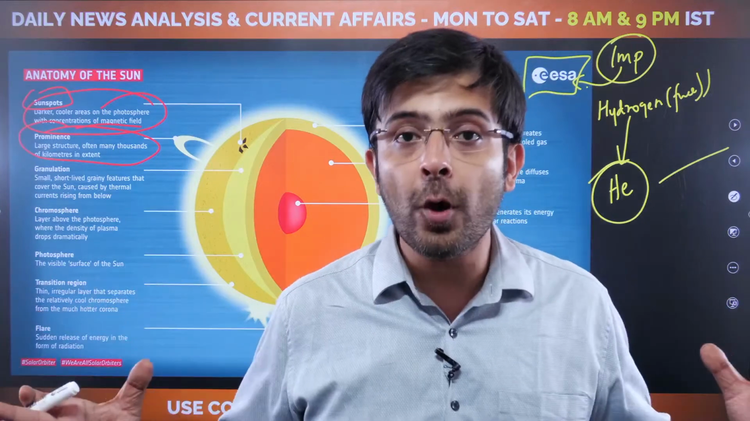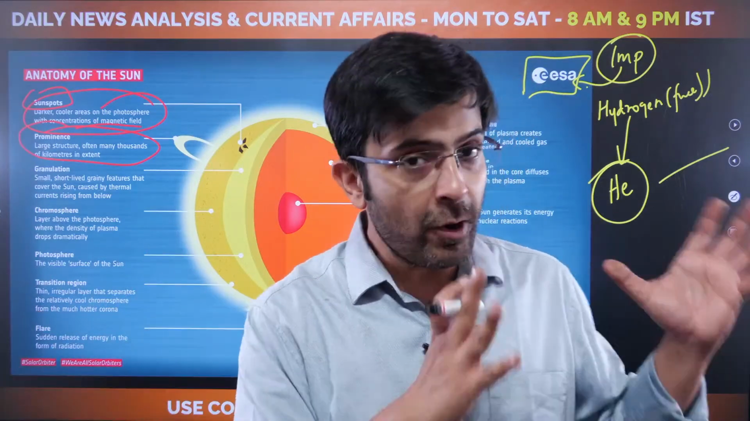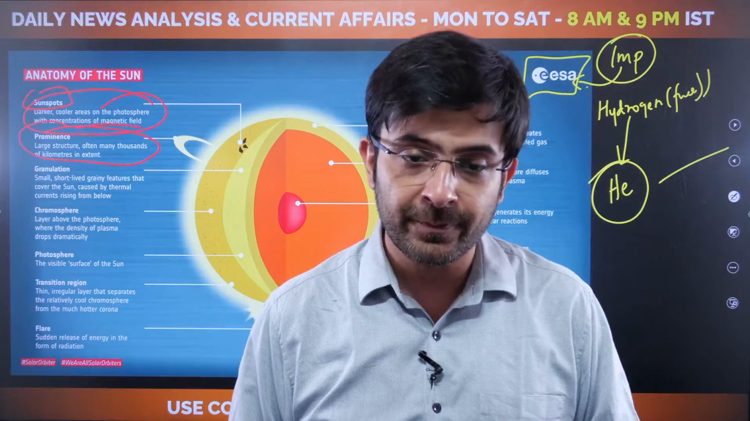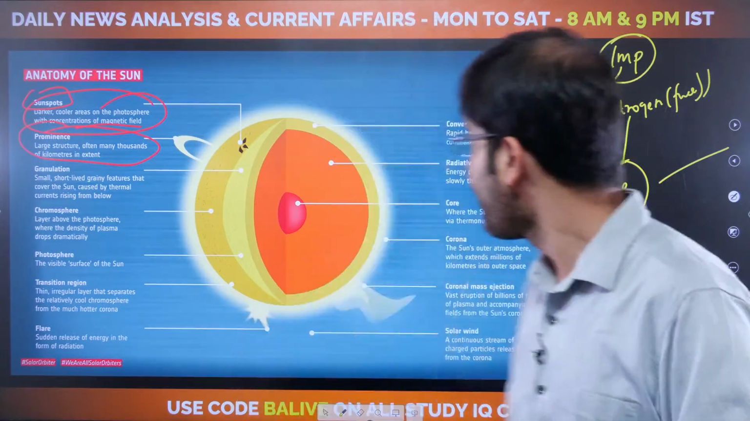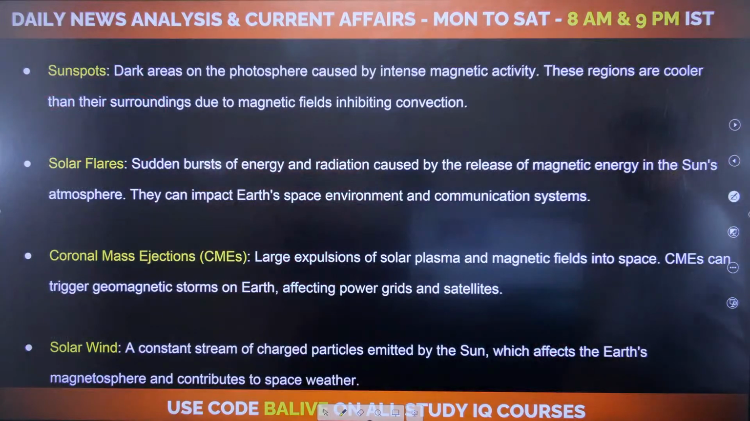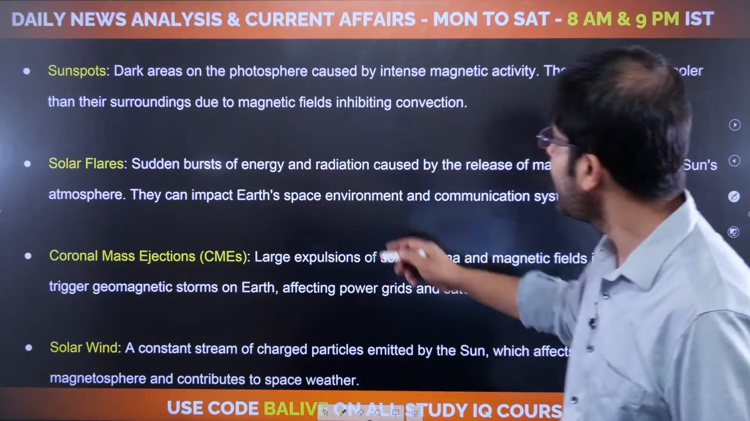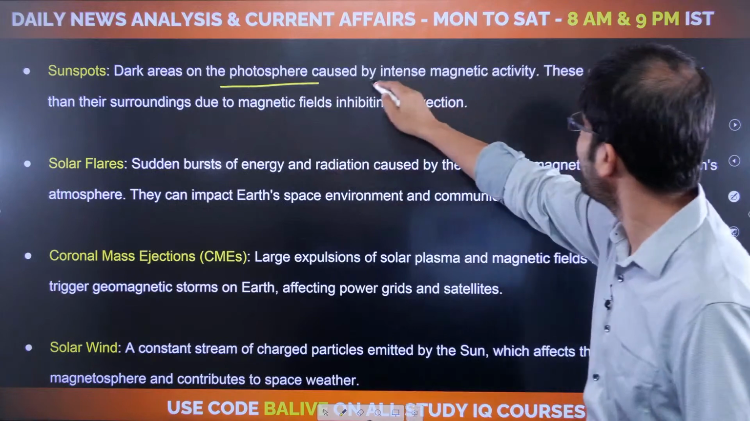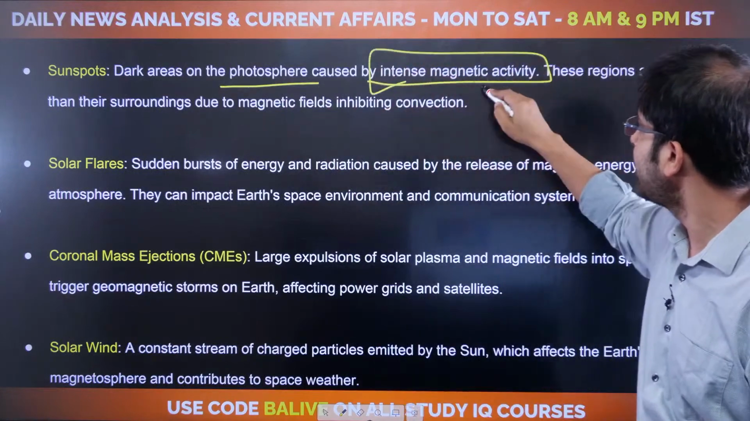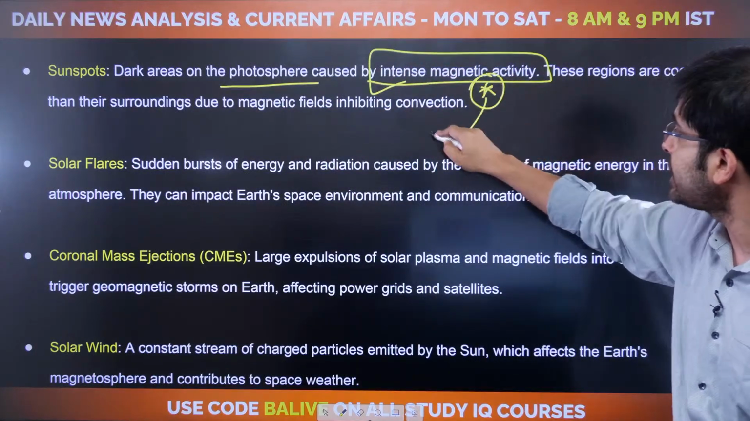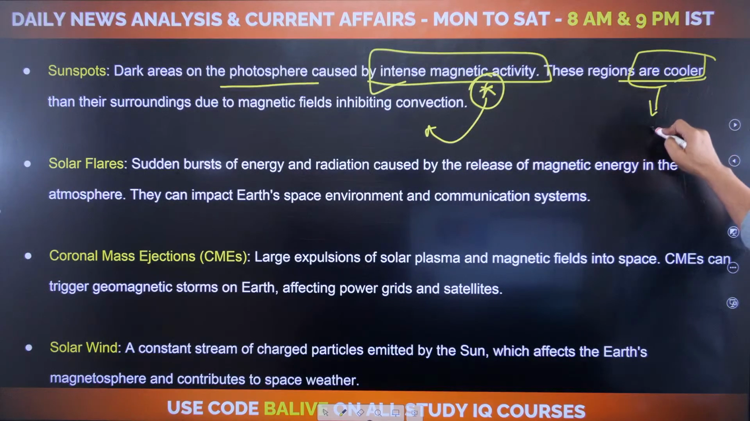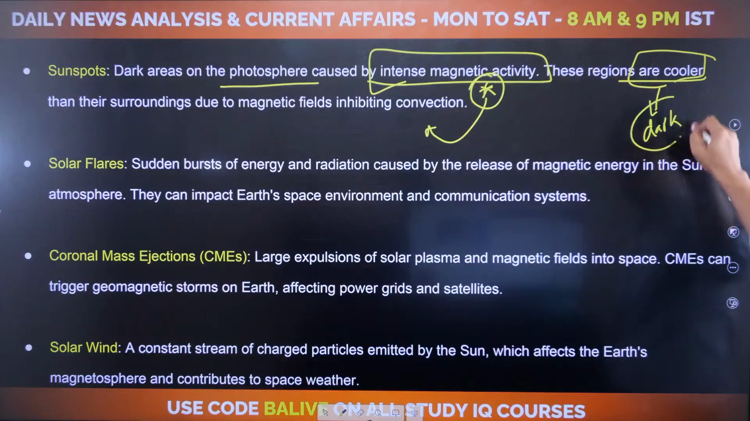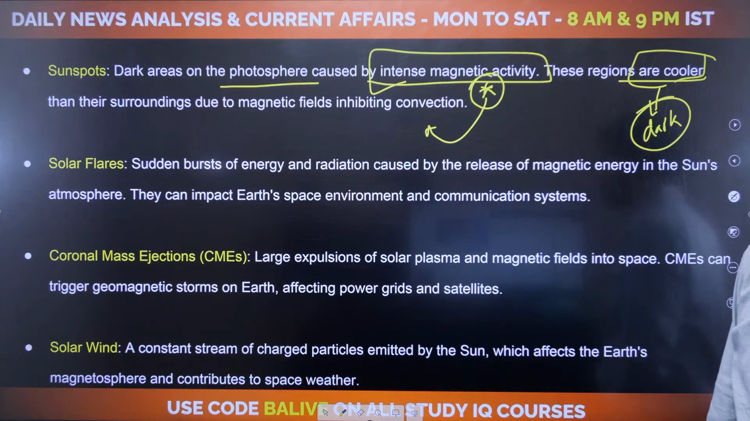You know, the whole ball of fire that we consider is because of these violent reactions that are taking place. Is that clear? Nuclear fusion reactions. Clear? Okay. So now let's look at sunspots. Dark areas on the photosphere caused by intense magnetic activity. You will remember this part, the cause of sunspots. These regions are cooler, which is why they are seen as darker on the sun's surface.